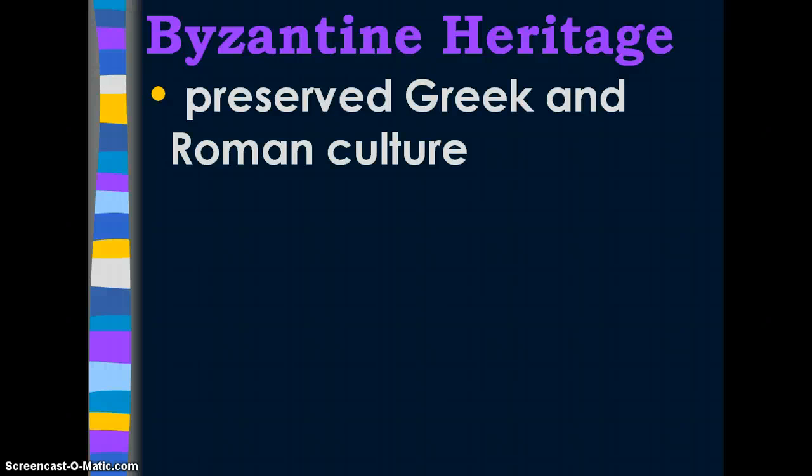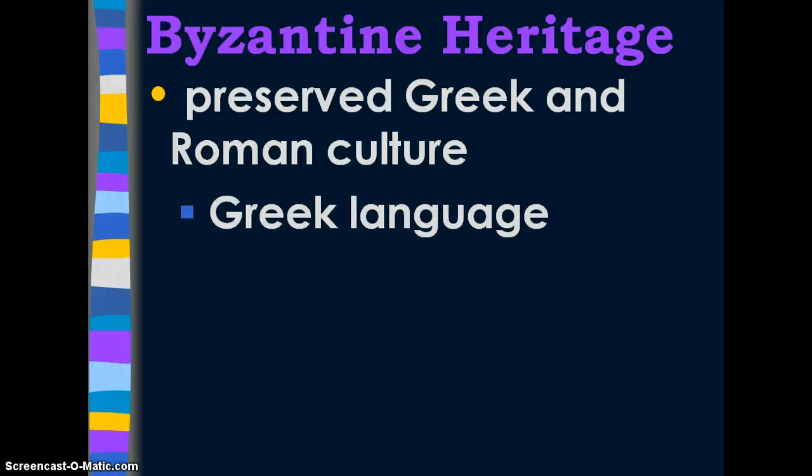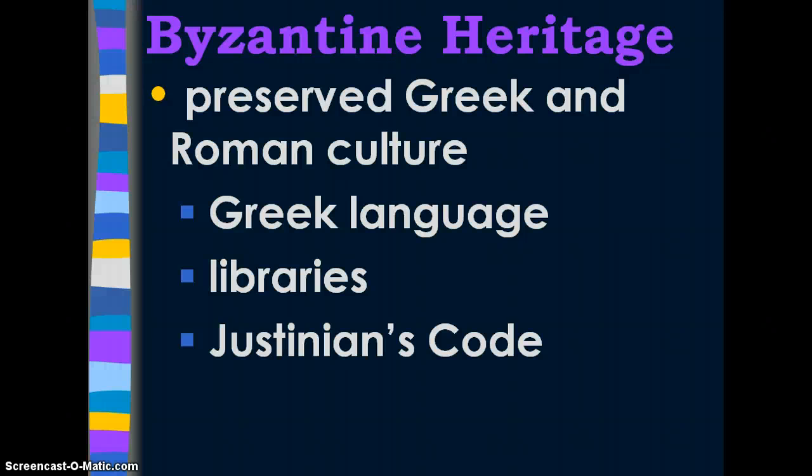In addition, the Byzantines preserved Greek and Roman culture. The Germanic tribes that had invaded Rome were not concerned with Greek and Roman culture. And if it weren't for the Byzantines, and particularly for Byzantine monks, people who were devoted Christian followers, who devoted their lives to their religion, we might not have had all the Greek and Roman stuff that we know about today preserved. The Greek language was preserved. Libraries full of writings from Greek and Roman times have been preserved. And Justinian's code was preserved.